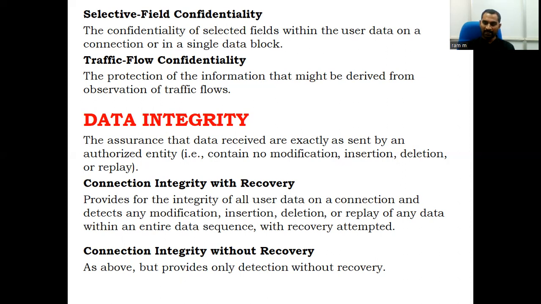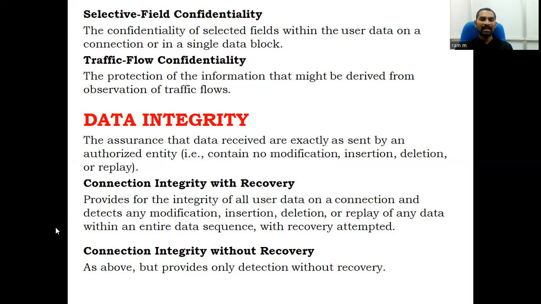That is, we detect whether there is any modification on the data or not. If there is a modification, we try to recover the data by using some recovery mechanisms. How do we detect it? In computer networks, you have seen the concept of Hamming code or cyclic redundancy check, where we check whether the data is received as it is or not.